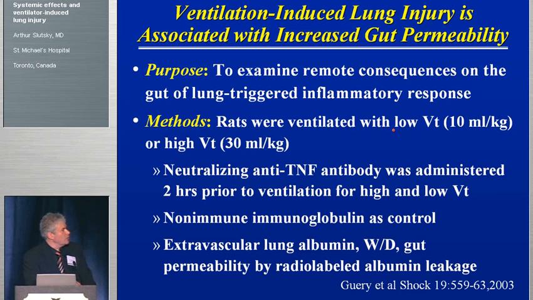The rats were ventilated with low tidal volumes or high tidal volumes, 10 ml or 30 ml. And what they did to look at the effect of various mediators was to use a neutralizing anti-TNF antibody prior to ventilation for high and low VT. So they said, well, if tumor necrosis factor is important, if we neutralize the tumor necrosis factor alpha, will we have an impact on some end organ? And they measured a number of things: extravascular lung albumin, wet to dry weight ratio, gut permeability. I'll show you a little bit of that.